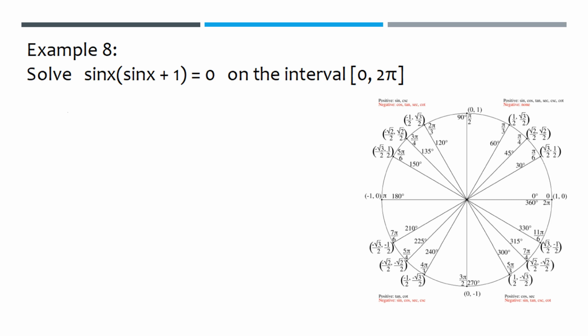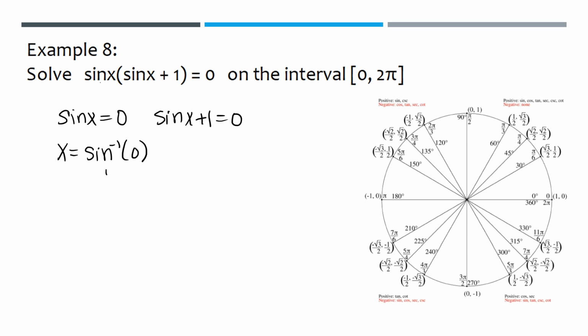Since it's already factored, the zero product property states that if 2 or more things are being multiplied and equal 0, that means any of those particular factors could equal 0. So I'm going to set sine of x equal to 0, and then I'm going to set sine of x plus 1 also equal to 0, and we'll solve them individually. The first one is already isolated, sine of x equals 0.